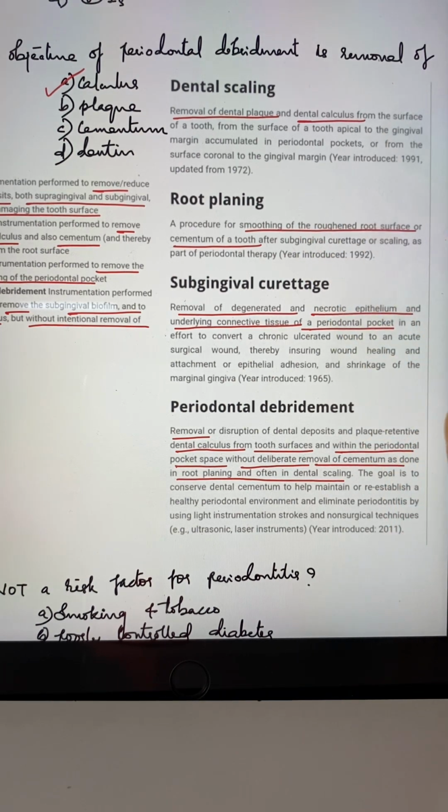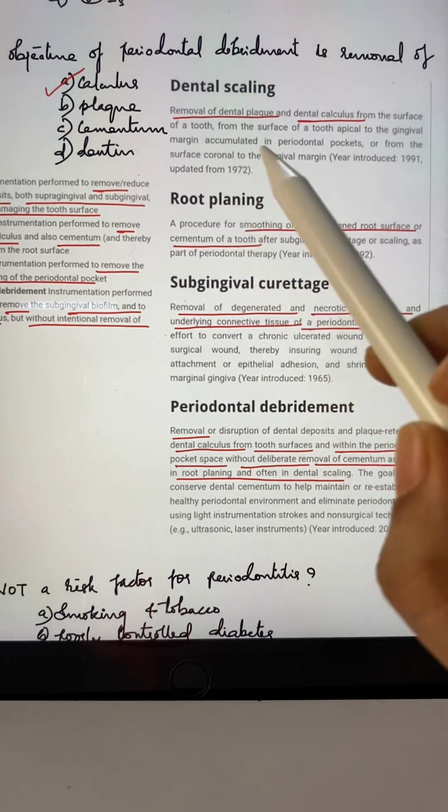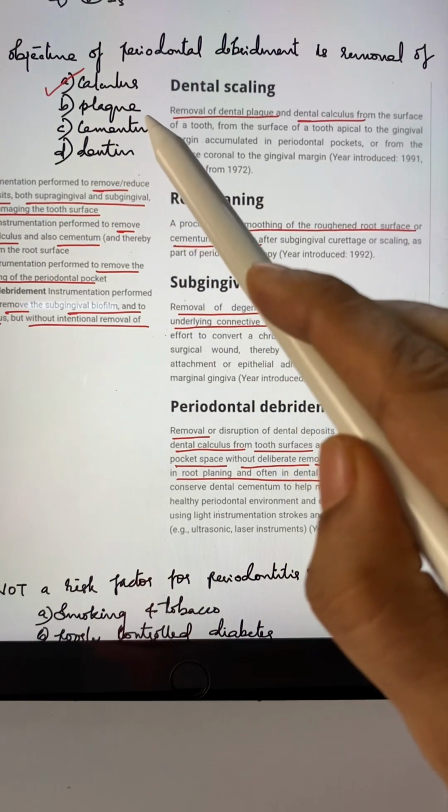Whereas root planing means the smoothening of the root surface, or the cementum of teeth. Here we remove cementum because the endotoxins are present in the cementum, so we need to remove that to remove everything. So in the case of root planing, we remove cementum.